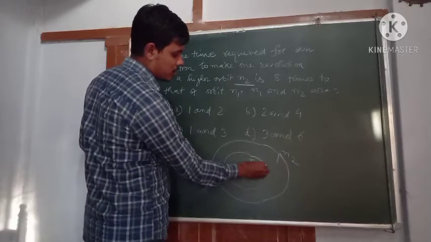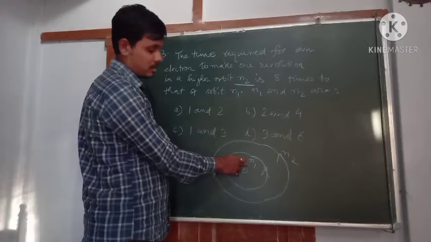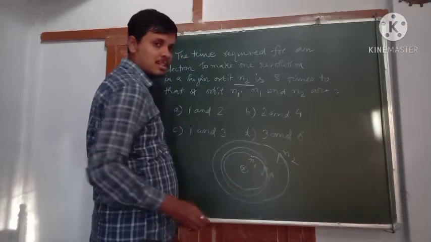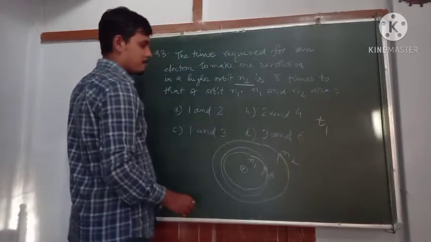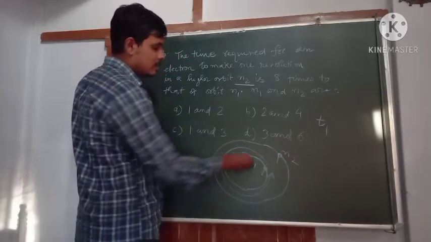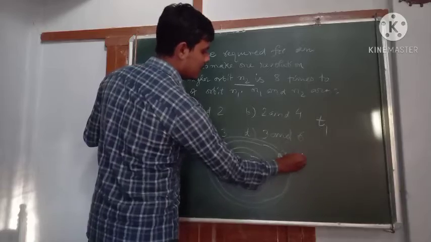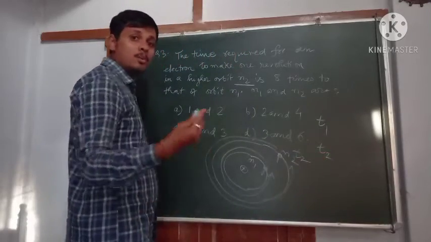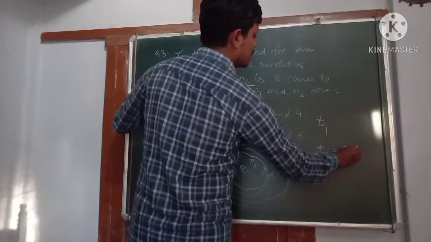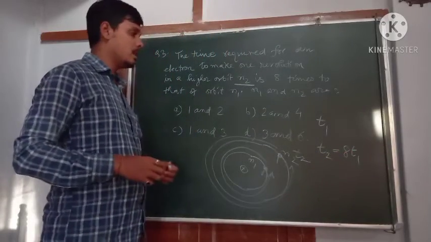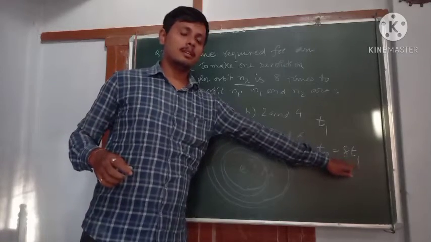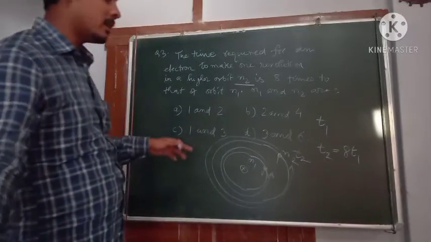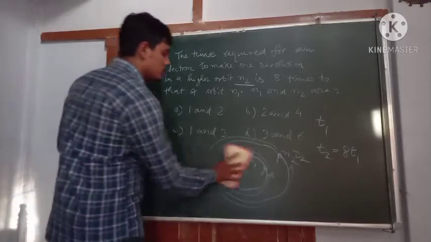So one revolution. If the electron is in orbit n1, the time required to make one revolution is t1, okay, and if the electron is in orbit n2, the time required to make one revolution is t2. The question says that the time required for revolution in orbit 2 is 8 times the time required for one revolution in orbit 1. So what are n1 and n2? So how to do it?